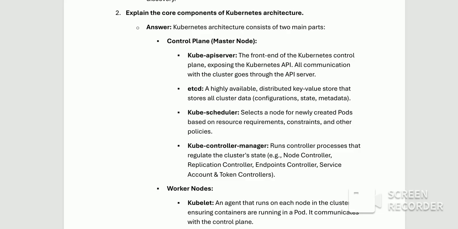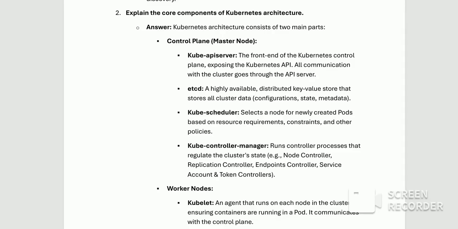Kubernetes architecture consists of two main parts: master node and worker node. In the master node, there are four components: Kube API Server, etcd cluster, Kube Scheduler, and Kube Controller Manager. The Kube API Server is the front end of the Kubernetes control plane. This means the Kube API Server communicates with all the components of the Kubernetes architecture and exposes the Kubernetes API. All communication with the cluster goes through the API server.